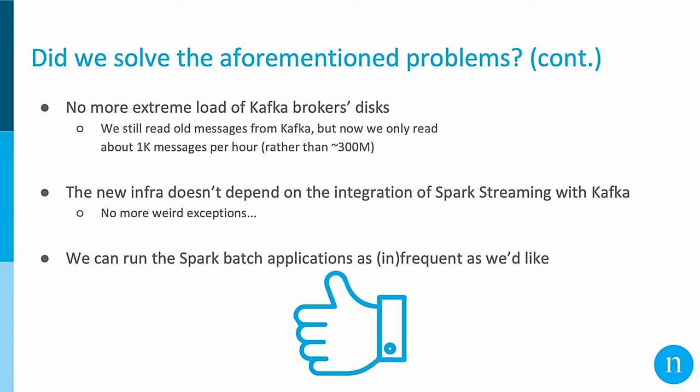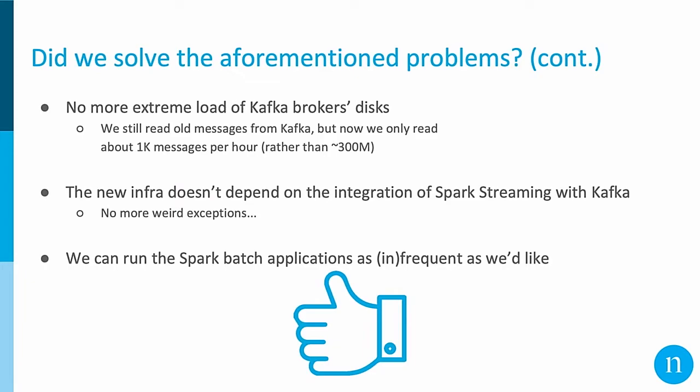What about the load on the Kafka disks? Now, because we only have one application reading from the raw topics in Kafka and storing them in the data lake, and those applications are lightweight, all the other applications can just read the file names from Kafka, and we're talking about only around 1,000 messages an hour, which contain only the file names. So even though we have a lot of applications reading those file names, we are talking about relatively low volume of data. So this solved the problem of extreme load on Kafka disks.